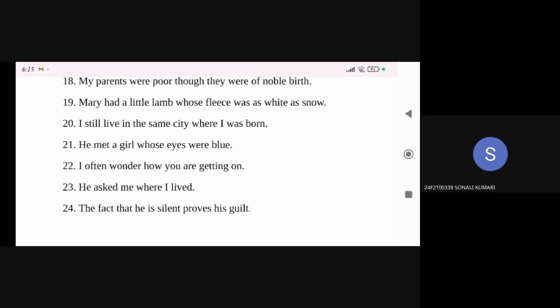Question number 18. How is it an adverbial clause? Because it also signifies the condition of the parents. No, that is already expressed using "poor." My parents were poor, that is your independent clause. And then comes "though they were of noble birth." So this is basically expressing a condition, basically cause and effect.